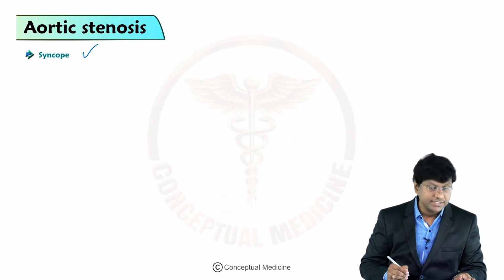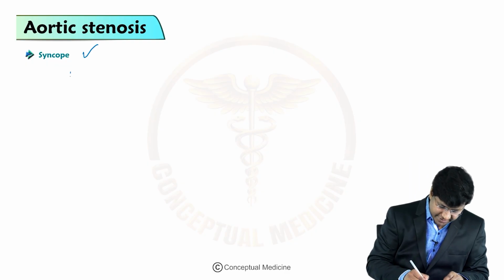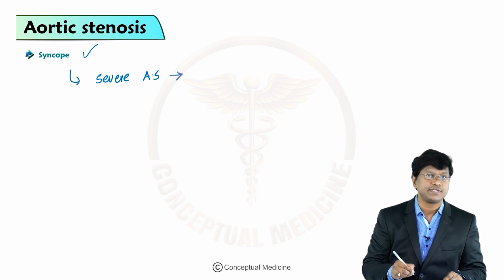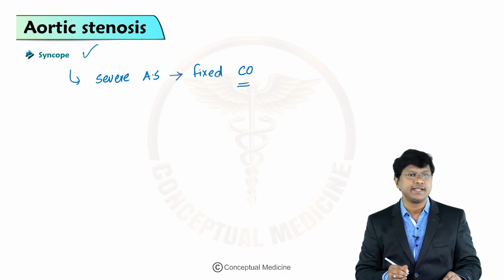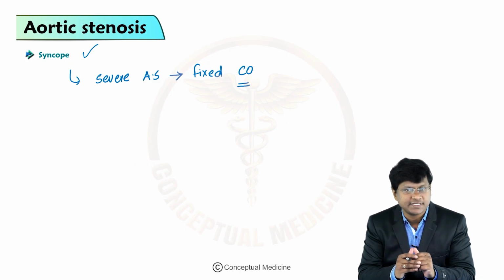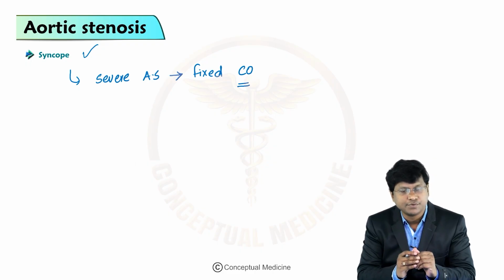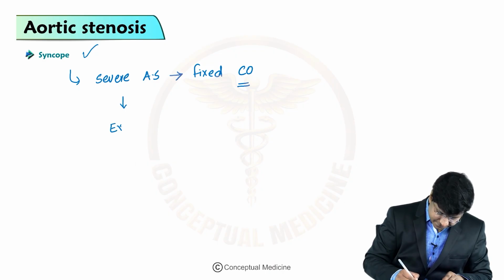Then in these individuals, they also have the syncopal attack. Now, why do they have this syncopal attack? Most commonly, this syncopal attack is seen in patients with severe aortic stenosis. In severe aortic stenosis, there is fixed cardiac output. Now, why should they have the syncopal attack? Let me explain the mechanism. Suppose an individual with severe aortic stenosis is doing exercise.